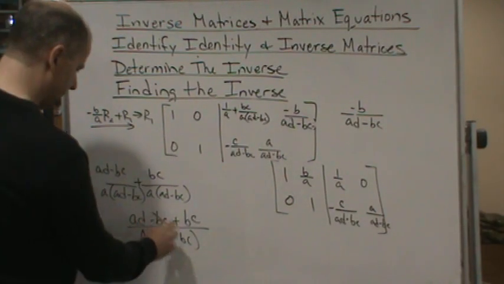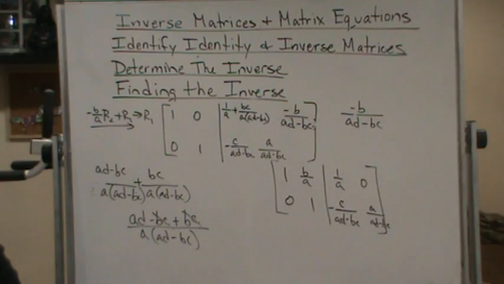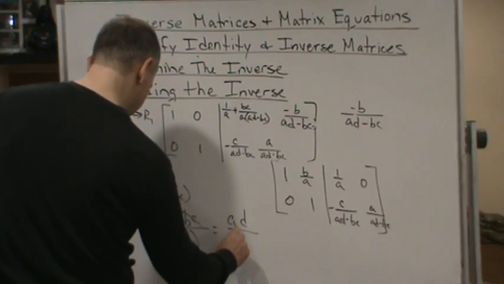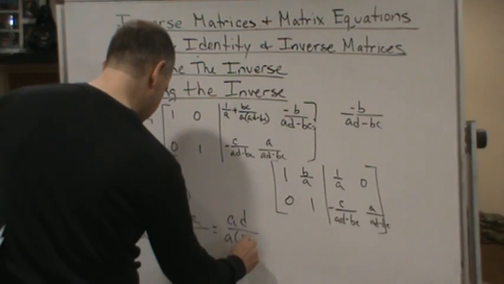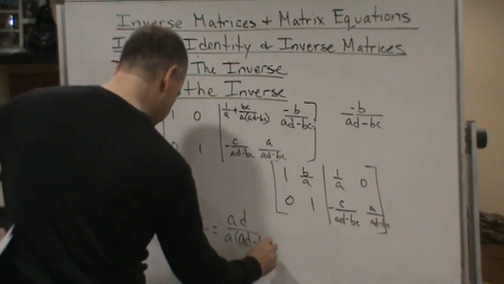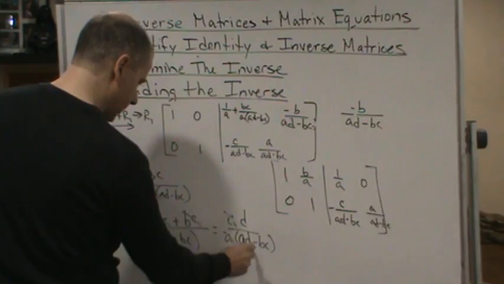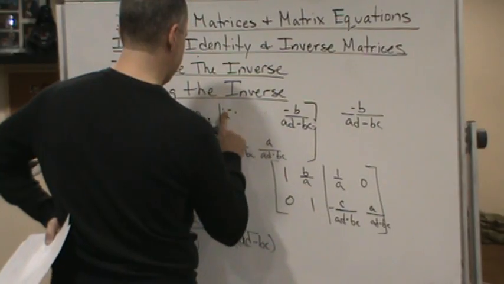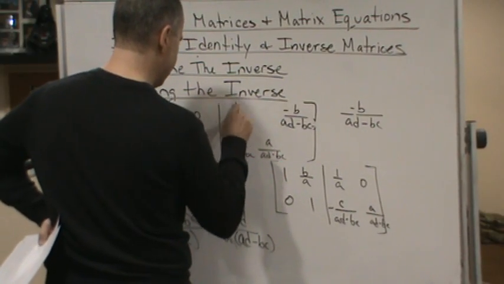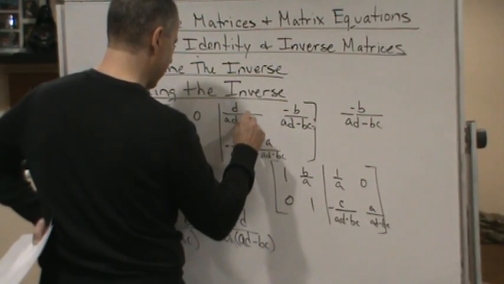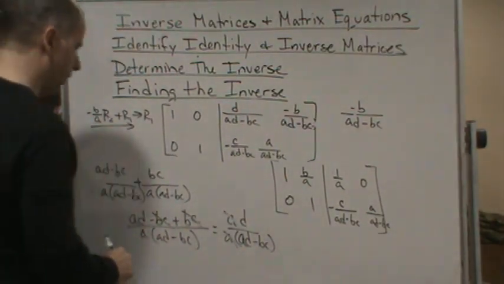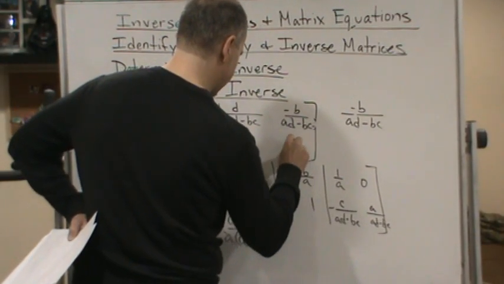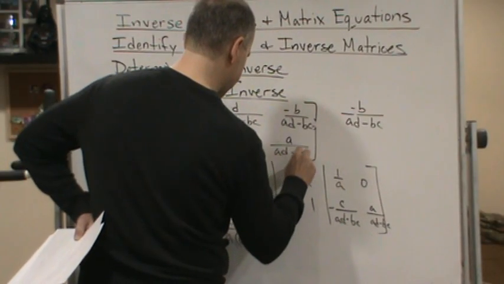And then, oh, look at this. The BC's will cancel out, right? And then that gives me AD over A times AD minus BC. And then, oh, look at that. The A's cancel. And so now this just becomes what? D all over AD minus BC, right? So now if I move this over just so that it looks better, so this is A over AD minus BC.